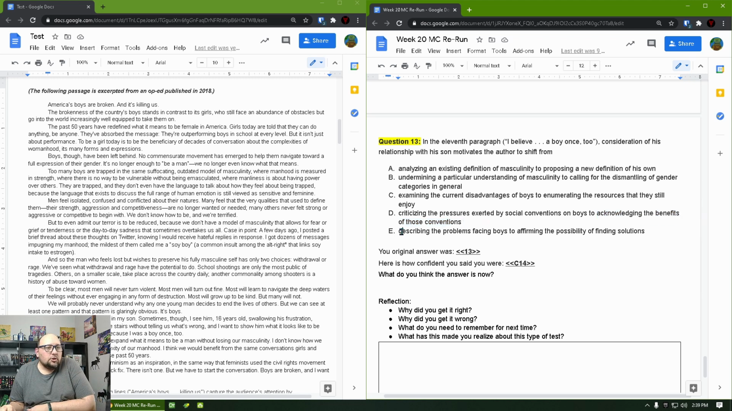E, describing the problems faced by boys, he definitely starts by doing that. Second, affirming the possibility of finding solutions. For this to be true, he'd have to end by saying there might be a way to find solutions. I think we can do it. E is the correct answer here because that's the only one where both halves are true.